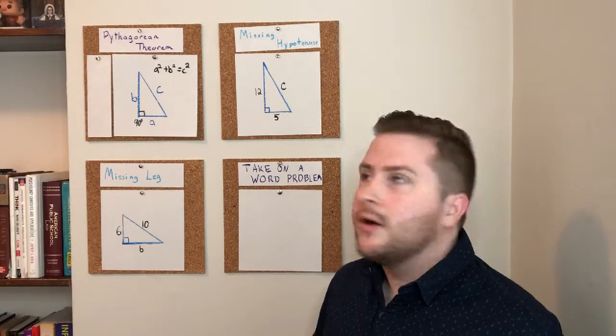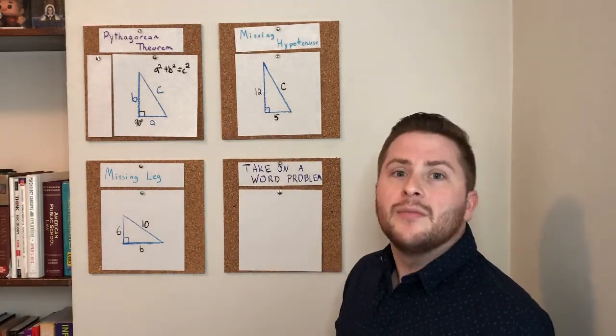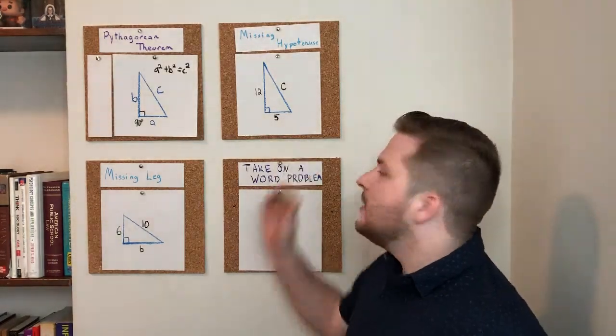So no, it does not matter which one you call A and which one you call B. Those can be flipped. Legs are A and B. The C always does matter.